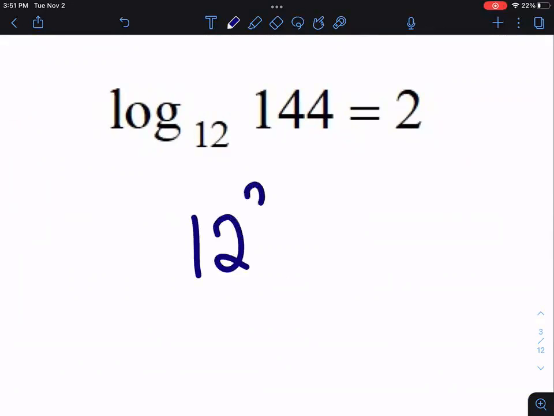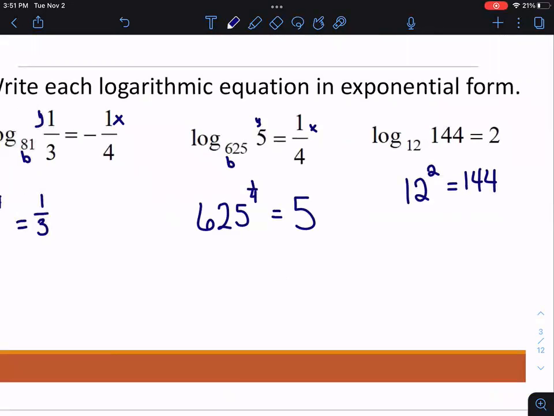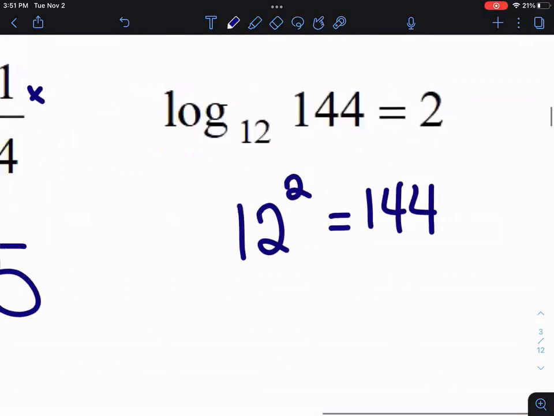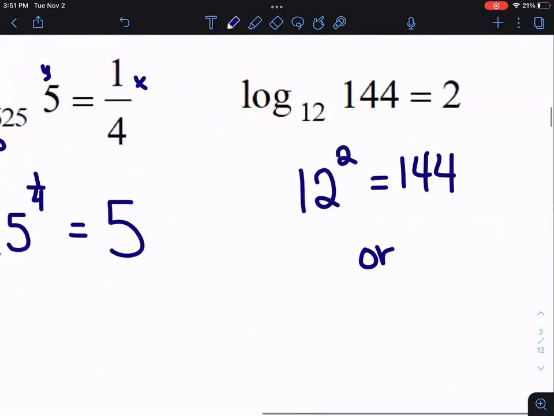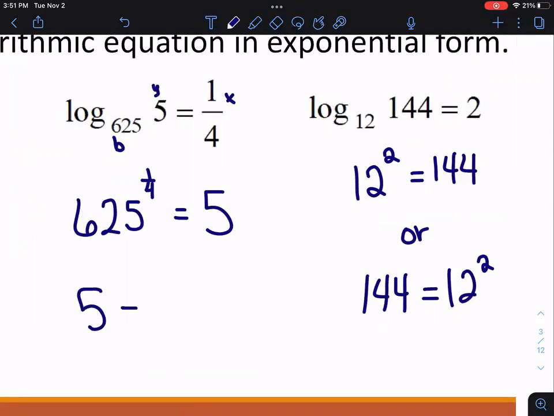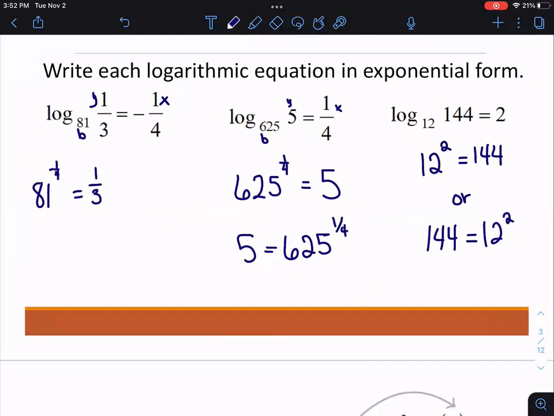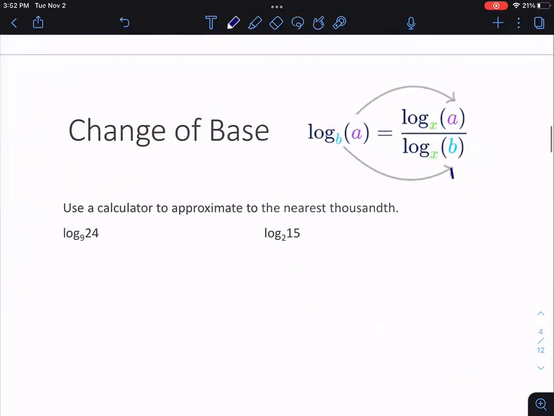So now you should have 12 squared equals 144. I just want to point out that for any of these cases, you can reverse the order of any of them. So you could write 144 equals 12 squared, and that's an equivalent expression. Same way we could write 5 equals 625 to the 1/4 power. Those are all equivalent. So that's rewriting from logarithmic to exponential form.